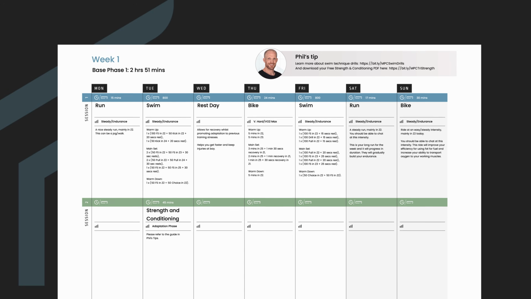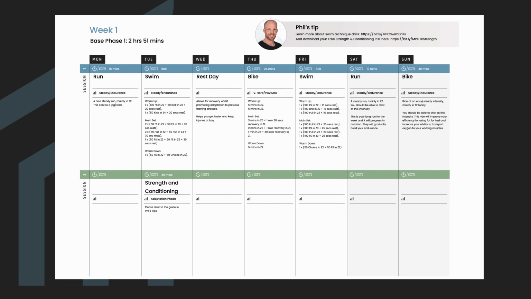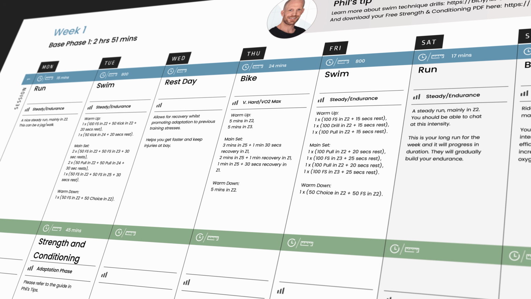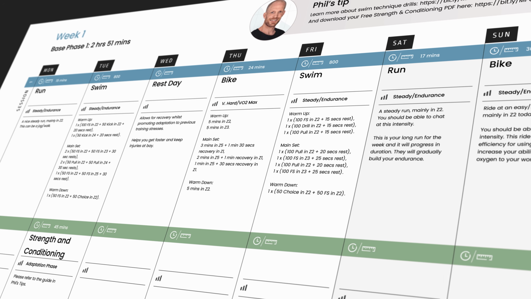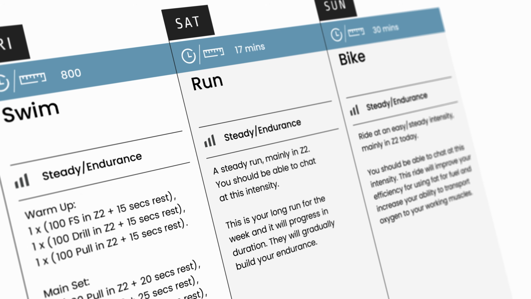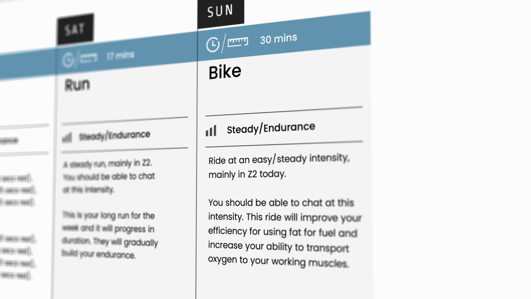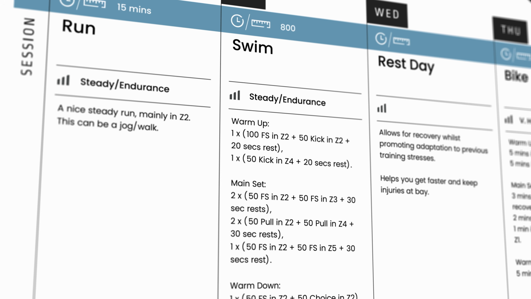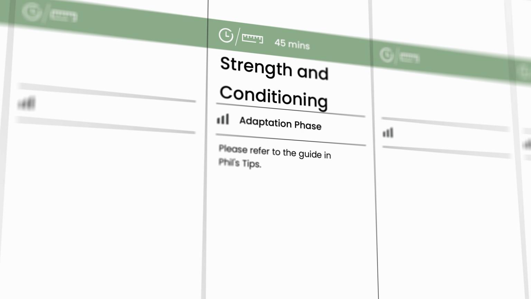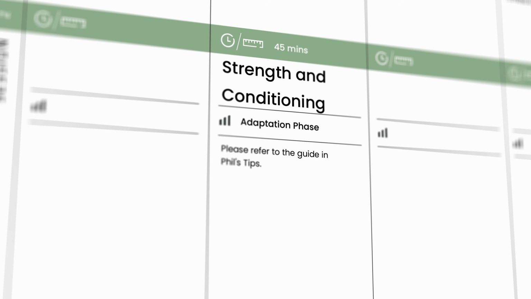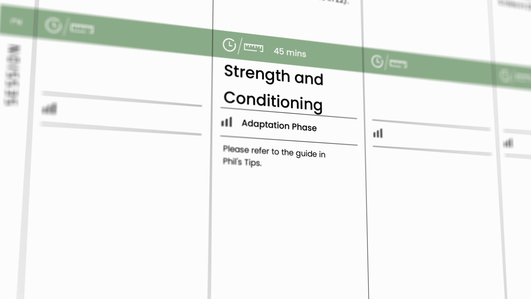Let's scroll to week 1 of the training and you'll see there are 2 runs, 2 cycles and 2 swims scheduled. This is the 12-week beginner sprint triathlon plan. And in the first week, the longest run is 17 minutes, the longest cycle is 30 minutes, and the longest swim is 800 meters or yards with rests. There's also a strength and conditioning session each week, which isn't mandatory, but it's good to do.